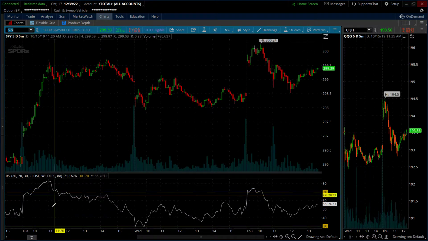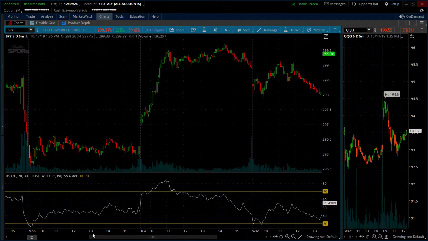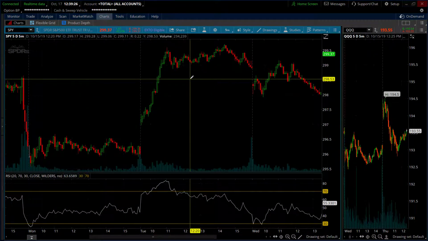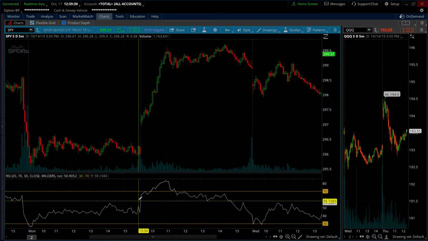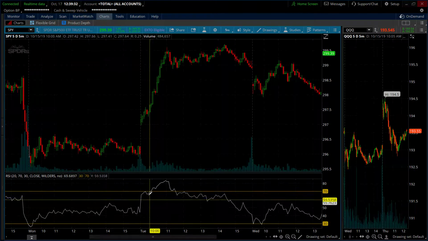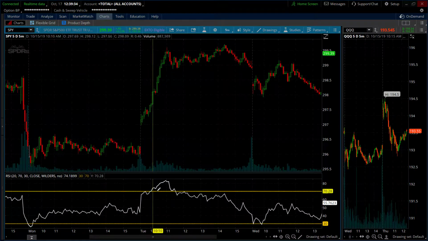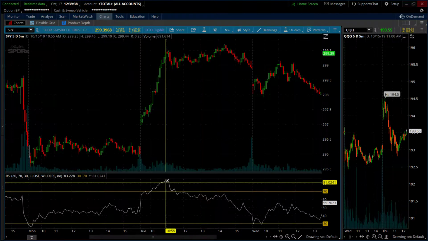Okay, another perfect example is right here on the SPY. What day was this? On Tuesday. Okay, look at the momentum. Look at the RSI. It's just straight up. Now I know what you're thinking. You're thinking, oh, but look, 80's right here, and it turned around just at 80.